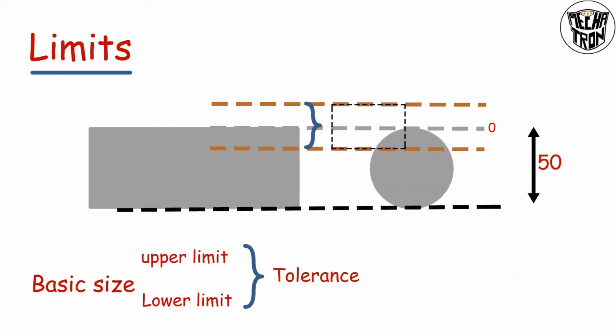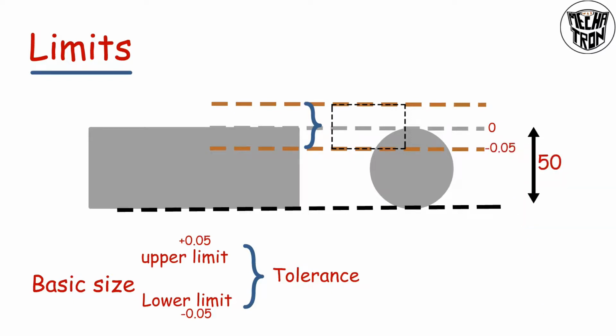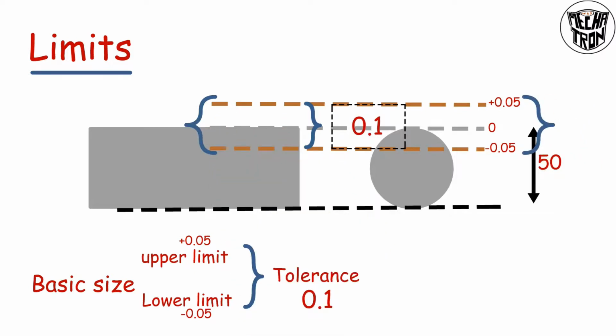For example, we can take the value of plus or minus 0.05 mm limit values. So, lower limit is minus 0.05 mm and upper limit is plus 0.05 mm. So, the tolerance value is the distance of minus 0.05 to plus 0.05, which is equal to 0.1 mm. So, this is the tolerance value. Within this limit, product should be manufactured.